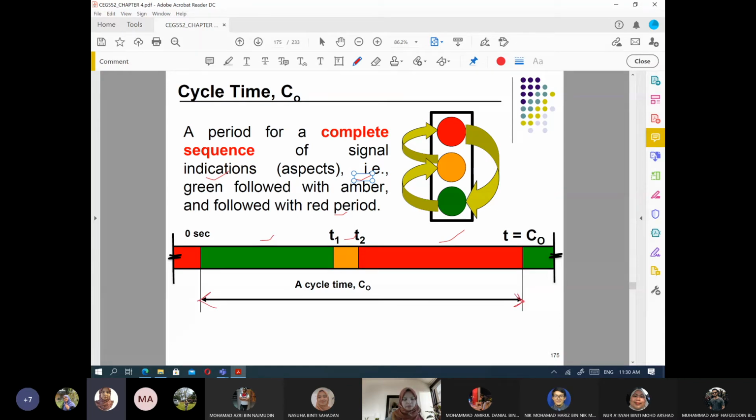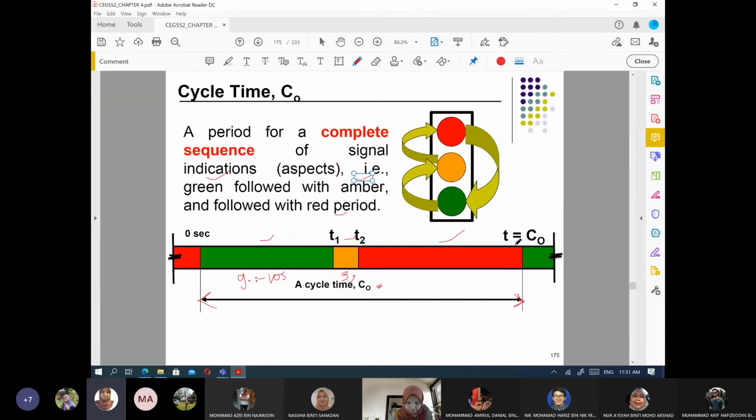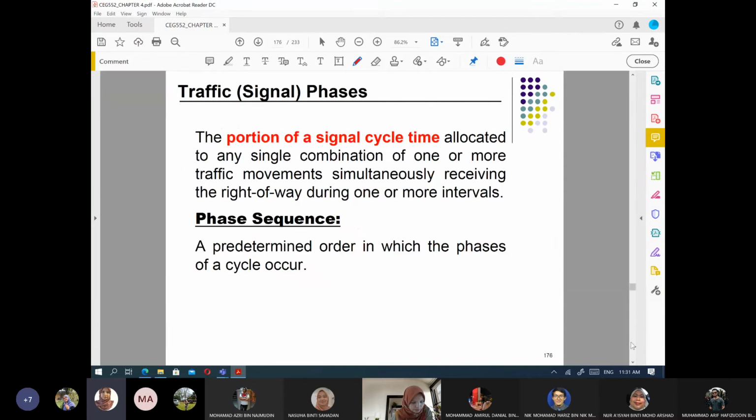Kalau you tahu your green time, G ni berapa? Katalah you tahu G ni sama dengan 10 saat. Yang amber you tahu 3 saat. Kalau you tahu C0, ni berapa, you boleh dapat you punya lampu merah pun. Nah itu you akan buat pengiraan di belakang nanti ya. Okay, sorry. Let's see, next one, traffic signal.